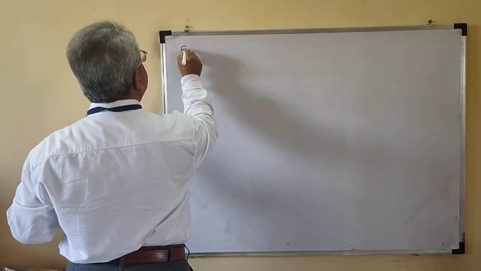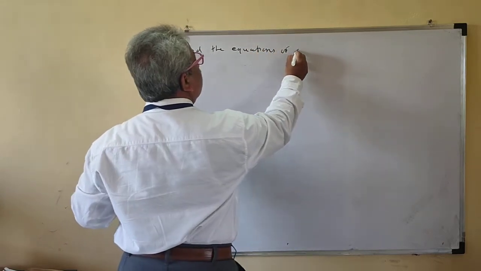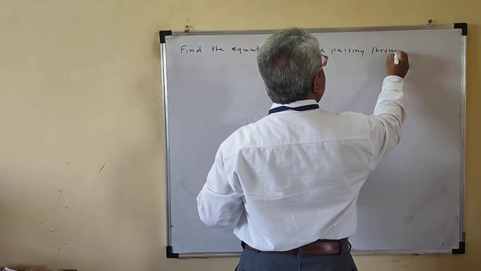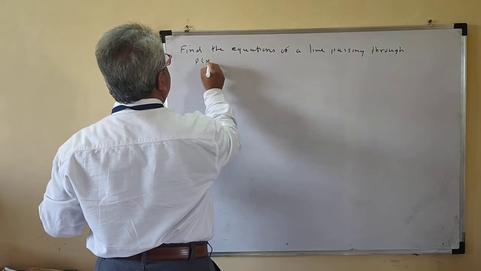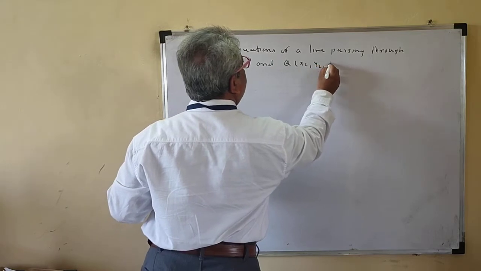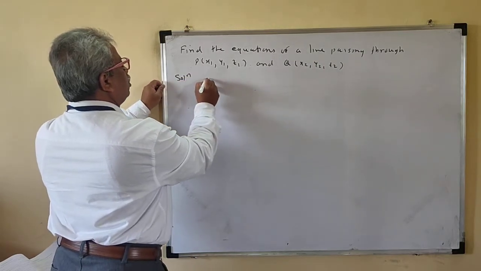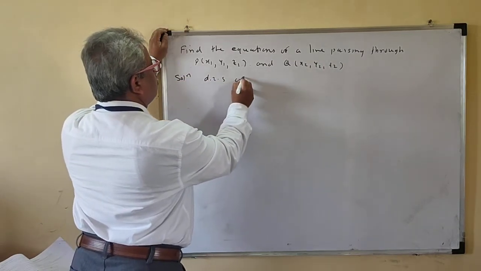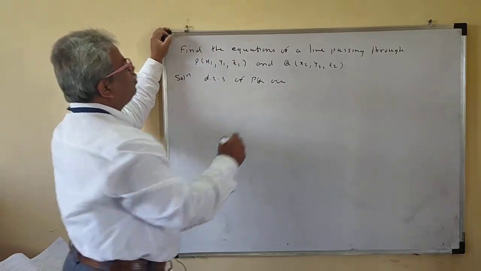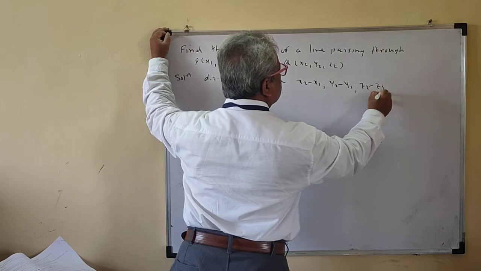Find the equations of a line passing through P x1 y1 z1 and Q x2 y2 z2. Okay, solution. DRs of PQ, what? x2 minus x1, y2 minus y1, z2 minus z1.